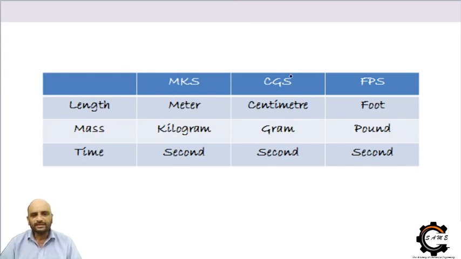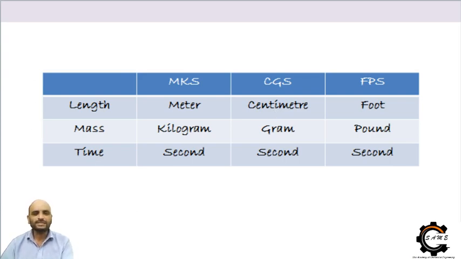So in MKS, length is in meter. In CGS, we measure length in centimeter. In FPS, we measure the length in foot. So there is a conversion also. But there is a little bit of conflict between all of these. Suppose one country is measuring in meter, another country is measuring in foot, and another country is measuring in centimeter. So there is a little bit of difficulty to understand this.